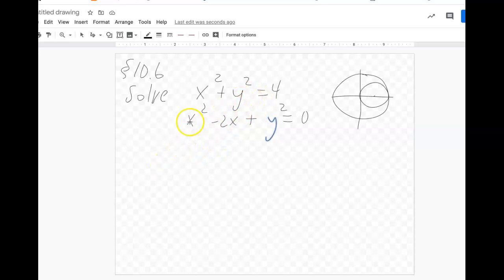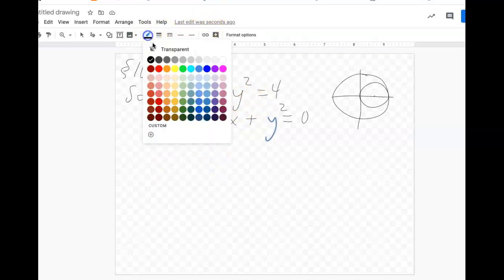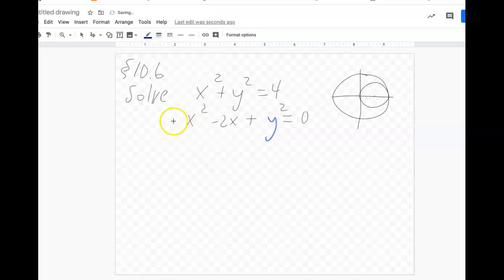But what I'm going to do is put a negative, let's change the color, change all these to, you can't really tell with that color. So I'm going to make this a negative, this becomes positive, and this becomes negative.